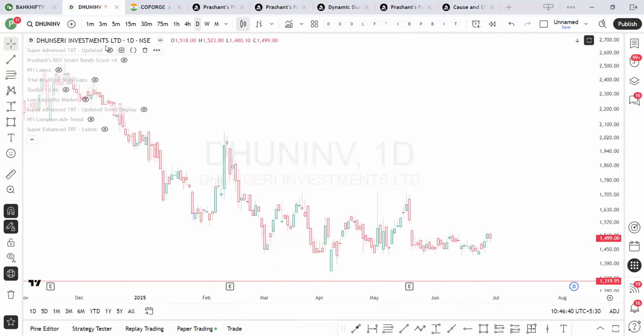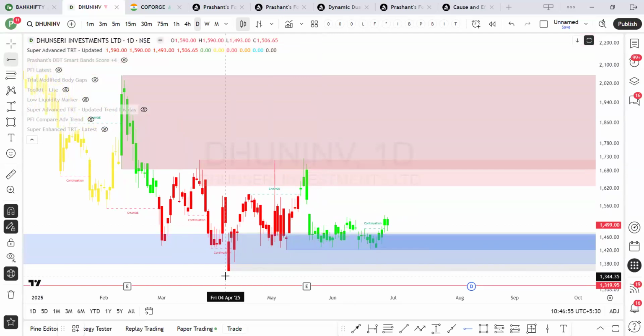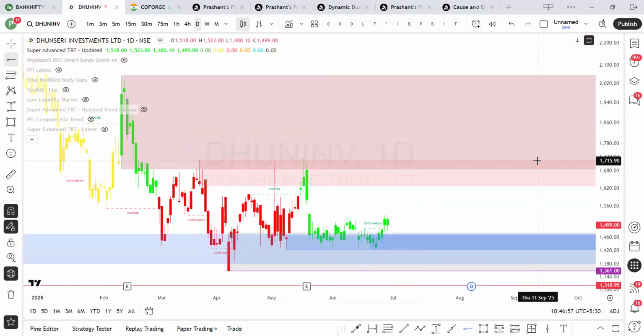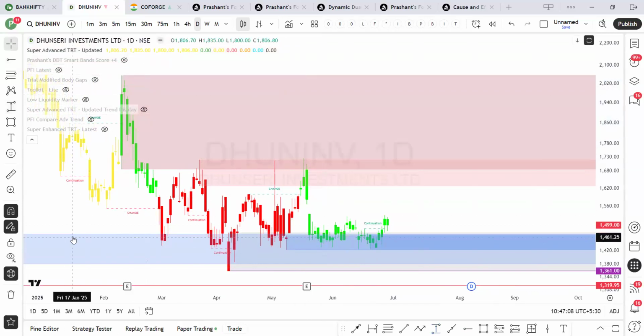So with this, what do we understand? That TRT color changed first here, then again here, fell down very rapidly. So if you want to buy, your stop loss should be below this. It should be below 1361, and it has moved in past with 18%, 20%. So this is high beta stock. It can move very rapidly in few days.